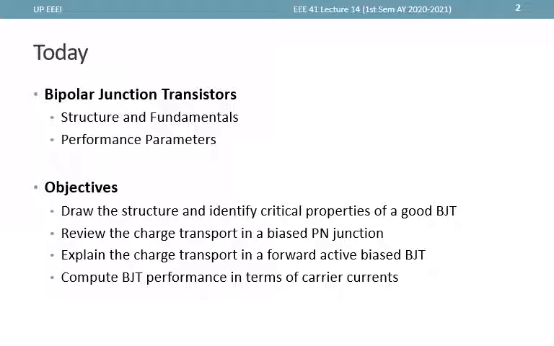Our objectives for this lecture are the following: to draw the structure and identify the critical properties of a good BJT, review the charge transport in a biased PN junction, explain the charge transport in a forward active biased BJT, and lastly, compute the BJT performance in terms of carrier currents.